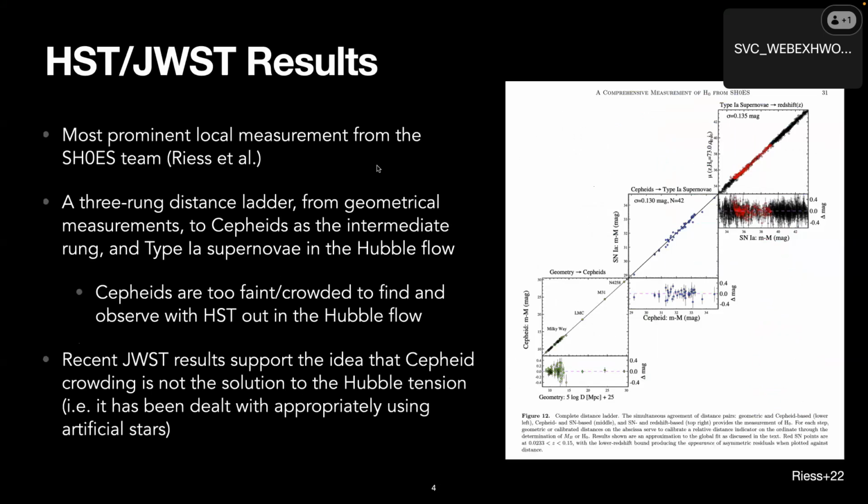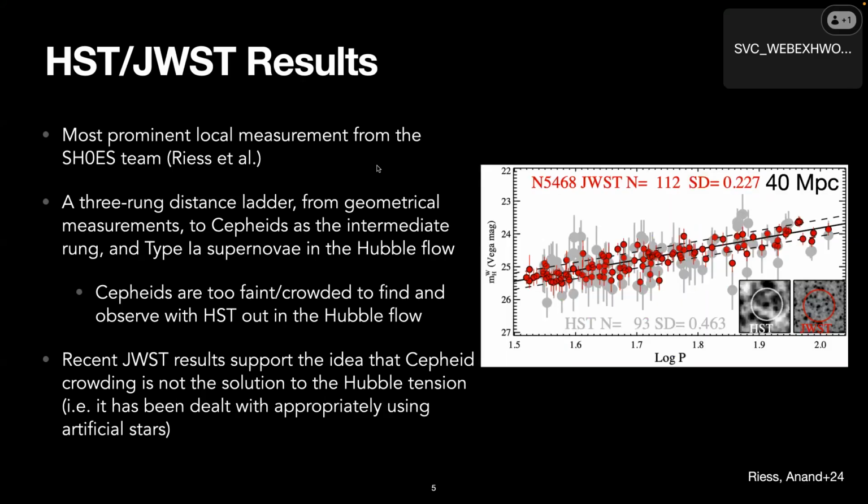The most prominent measurement, I would argue, from the local side is from the SH0ES team, where they adopt a 3-rung distance ladder. So they used geometry, so parallax measurements and things like that in the Milky Way and other nearby galaxies like the Magellanic Clouds, to calibrate the brightnesses of Cepheid variables, which we can use in nearby galaxies to then calibrate the brightnesses of type 1a supernovae, because we're not able to find Cepheids and observe them in the Hubble flow with HST or even JWST. And then once we use them to calibrate type 1a supernovae, we can observe them out and measure the expansion rate of the universe.